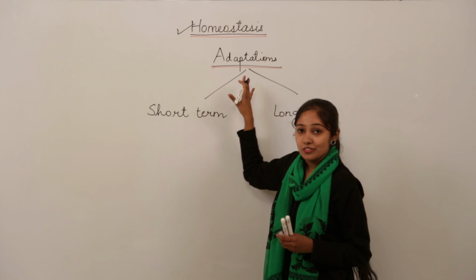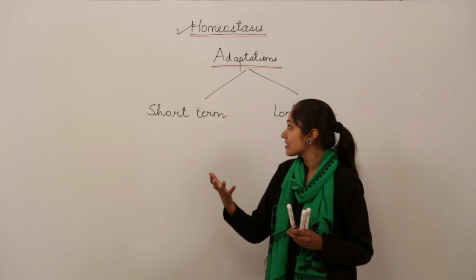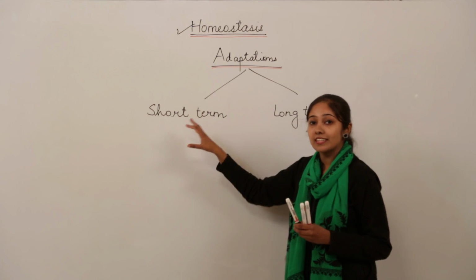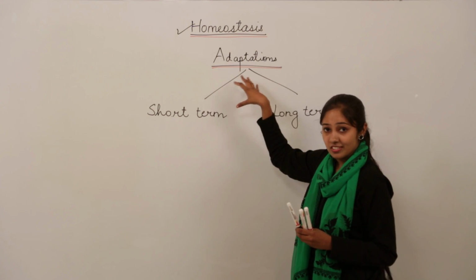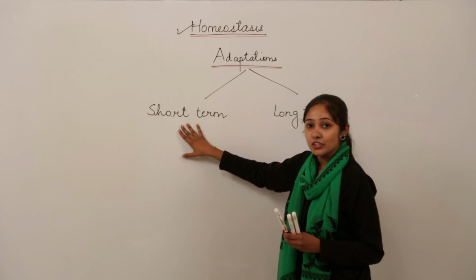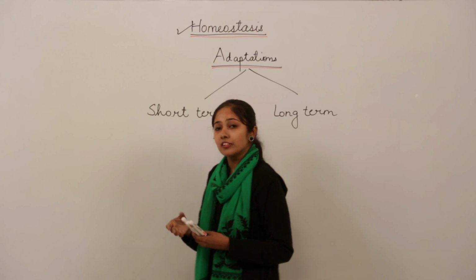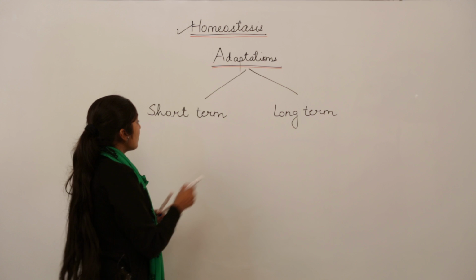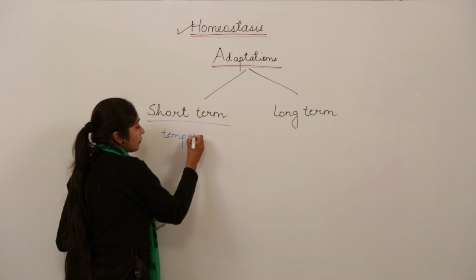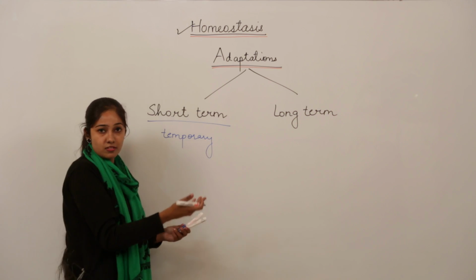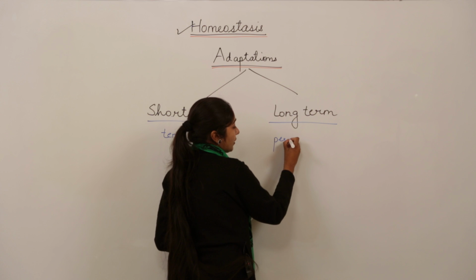What are adaptations? We observe many changes within ourselves. These changes can be short term or long term. So we have classified adaptations, those changes, into two: short term adaptations and long term adaptations. As the name suggests, what are short term adaptations? Short term adaptations are temporary adaptations, meaning after a short period of time they are lost. And long term adaptations are permanent adaptations.